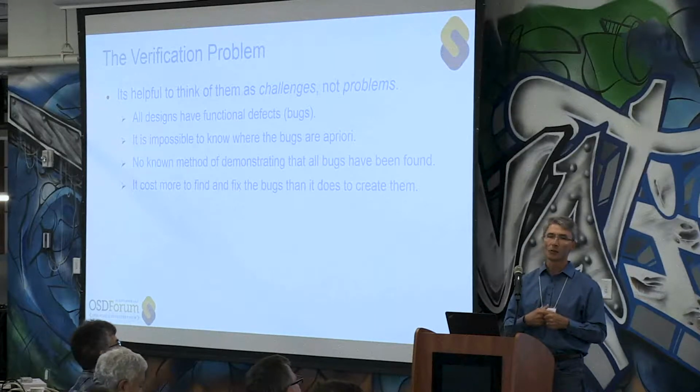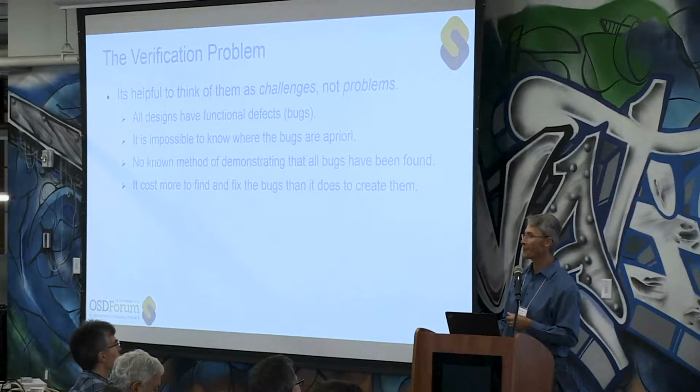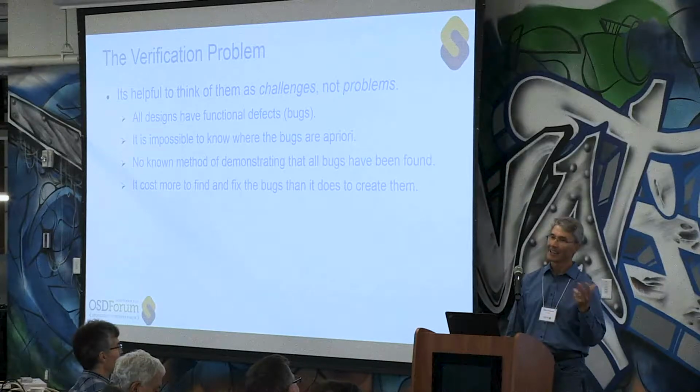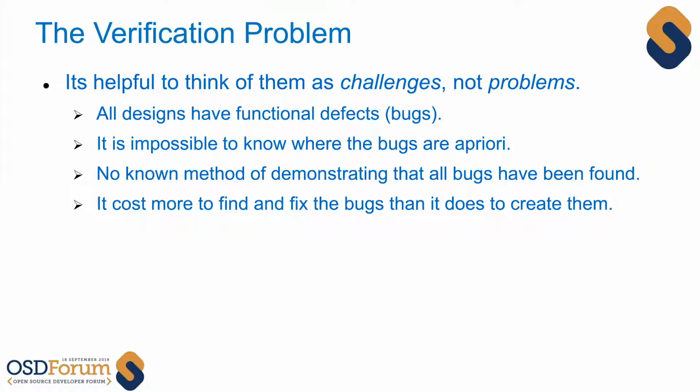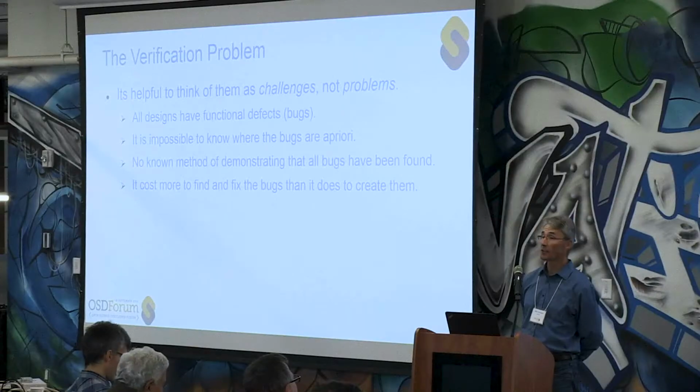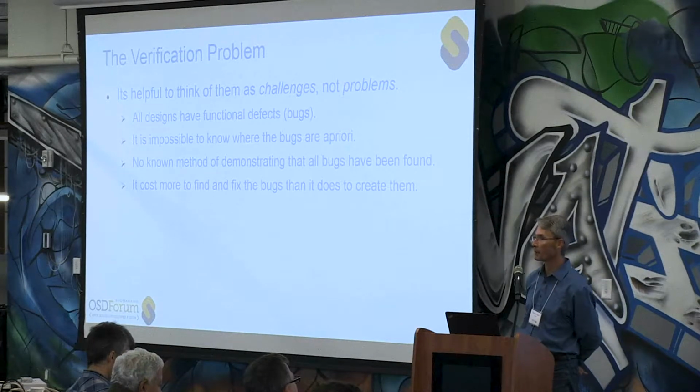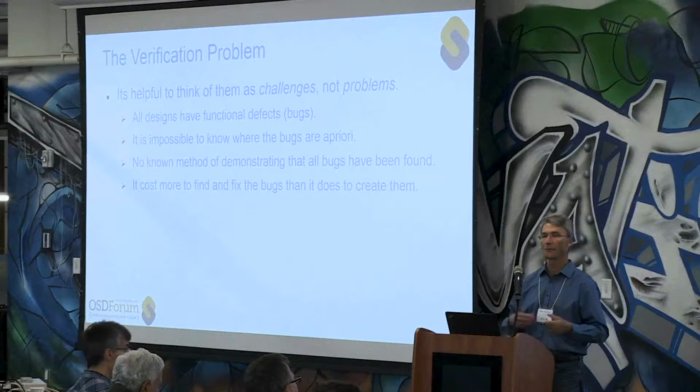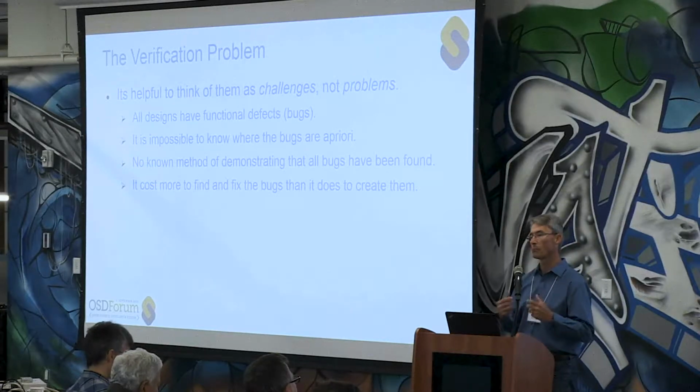As my boss has told me, it's helpful to think of these things as challenges, not problems, Mike. Anytime it's a challenge, it's a good thing, right? There's really four things that have basically allowed me to put two children through university, and here they are. Every design has functional defects or bugs. Every one of them. It's impossible to know where they are before you start working on it. This is a real big problem. I've had a boss come to me and say, how many bugs are you going to find and in what blocks are you going to find them? Well, I don't know.